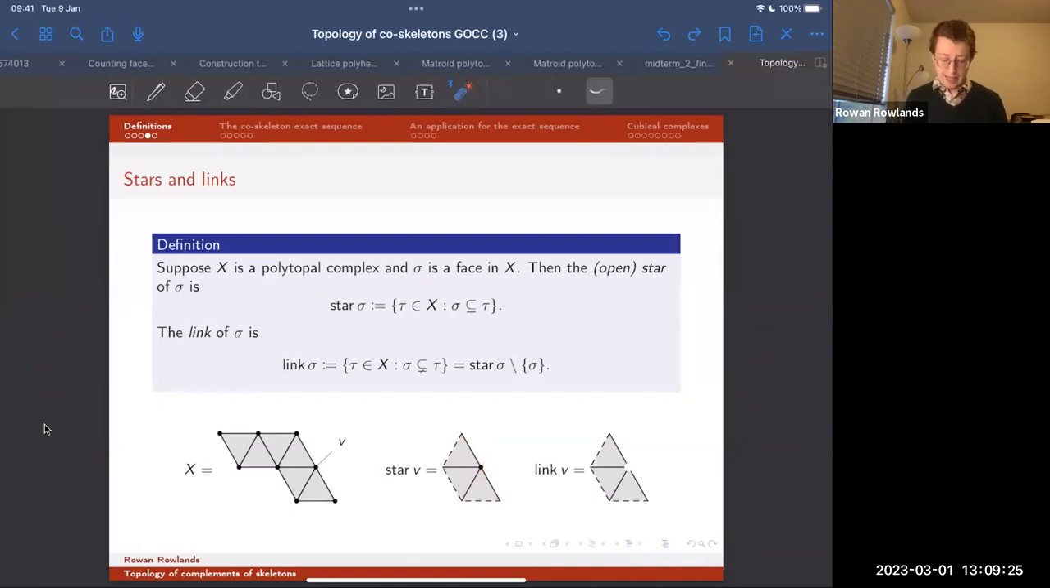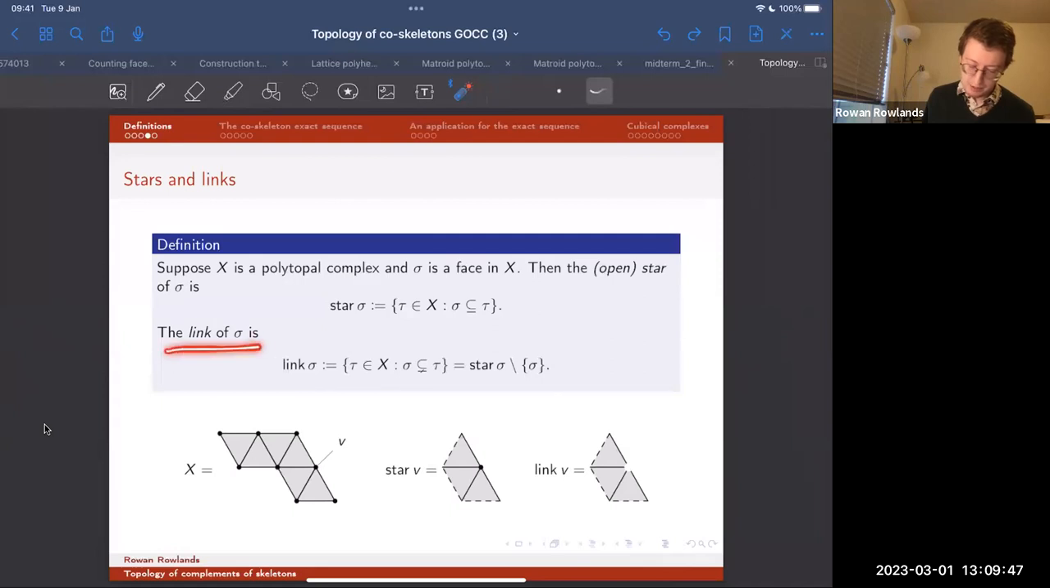So notice that even though X is a polytopic complex, the star generally isn't a polytopic complex. So this is one downside of studying these things: we have to leave the world of polytopic complexes in order to study them. But topologically, it's still something you can consider. Right, so that is the star of sigma.